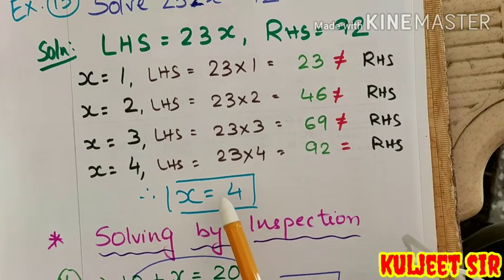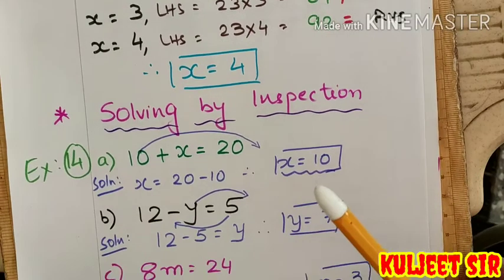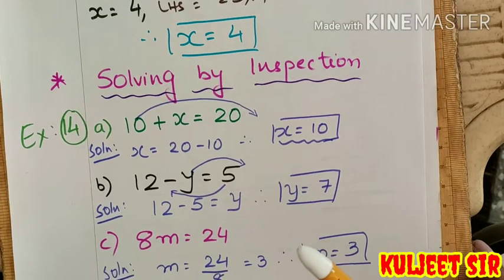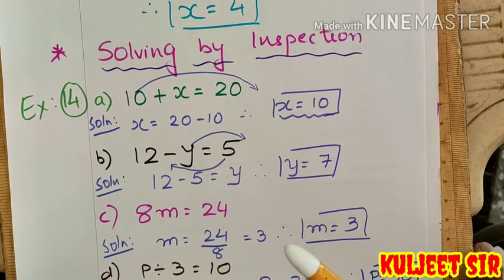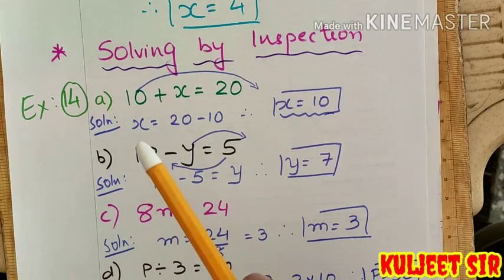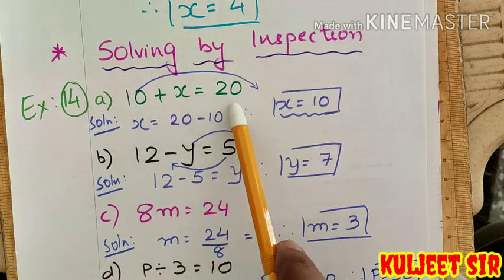Now we move on to the next method, that is solving by inspection. When we say solving by inspection, it means just by looking at it, you can come to know that yes, when we use this technique, we can very well get the answer. Okay. So directly we'll start with sum number 14. 14a. Now you can see the question is 10 plus x is equal to 20.